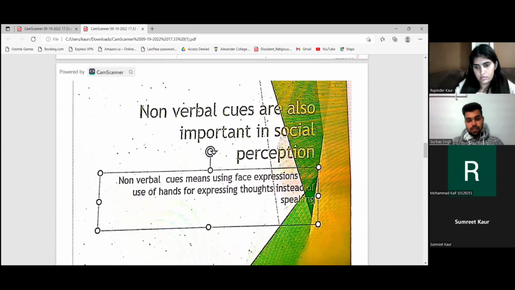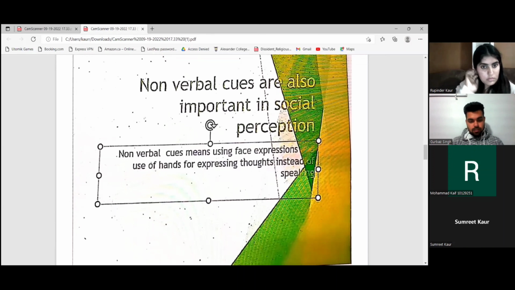As my team members have already explained our given topic, I would like to introduce you to social perception. Social perception: how we come to understand other people. Social perception means the study of how we form impressions of other people and make inferences about them. For example, how and what we think about other people when we first meet them.